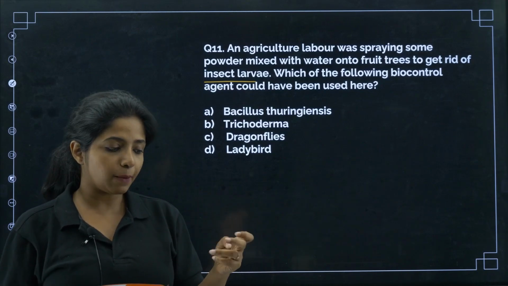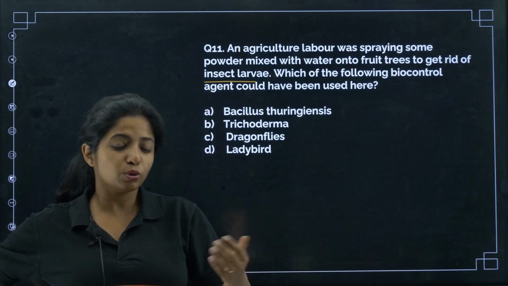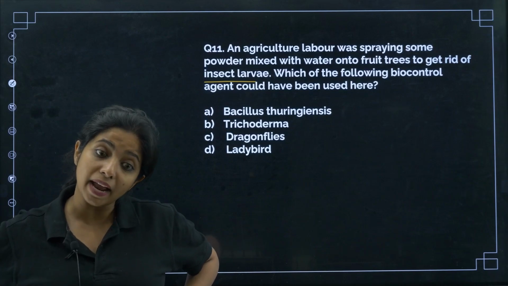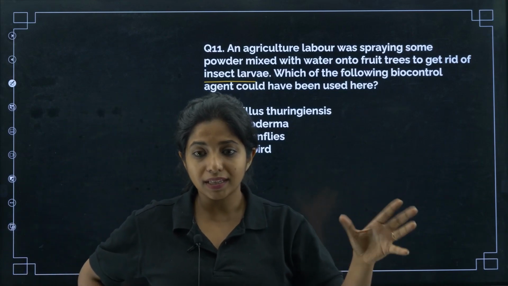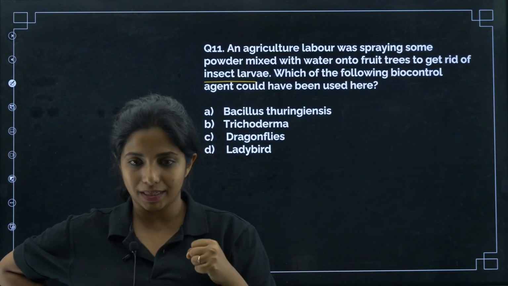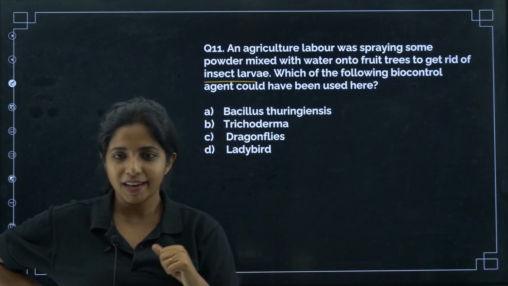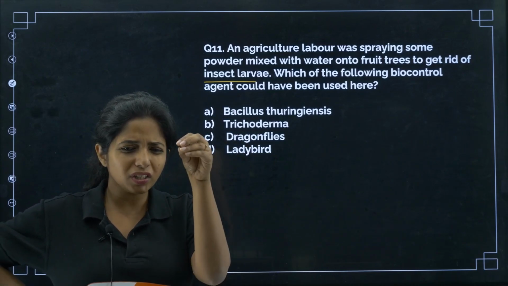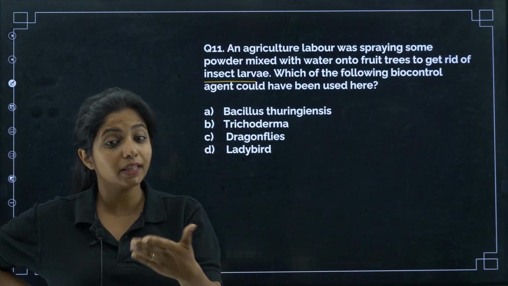Biocontrol agent as in, for example, we put chemicals and all to kill the pest, but apparently it kills the plants also. So, we don't want that. Instead, we are depending on organisms that could be eating these pests. They could be our best friends, right? So, what is this powder sort of thing that is going to kill the insect larvae?